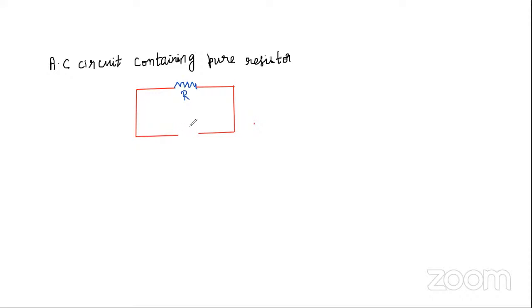The AC signal is represented by this kind of sinusoidal wave, and this AC signal is represented by E equal to E naught sin omega t. And the potential drop across this resistance is given by V equal to IR. So V equal to IR is the potential drop across this resistor.